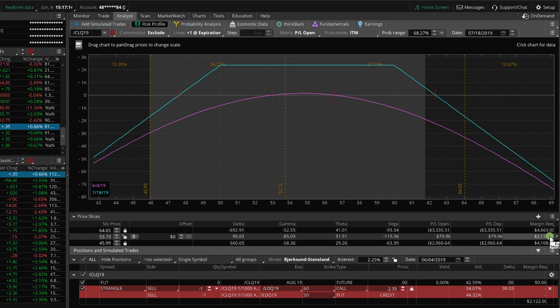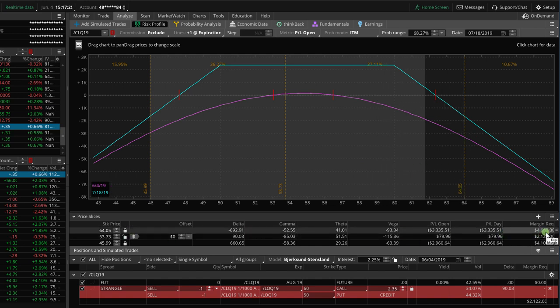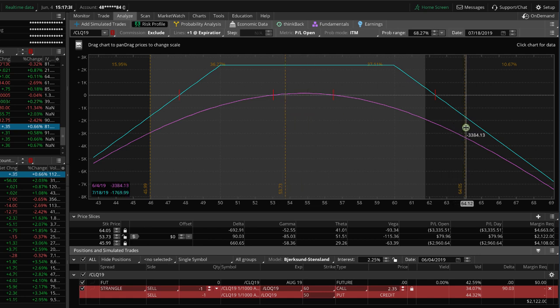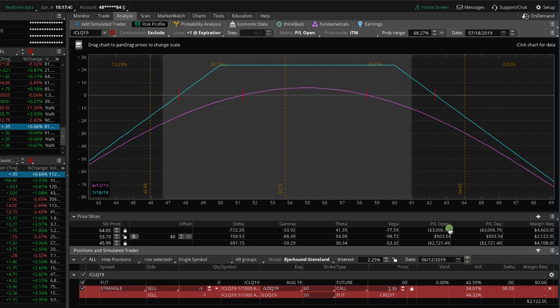The other thing is look at now the margin requirement on these price slices to the upside and the downside. The upside at 64.05, we're looking at a margin requirement now of over $4,600. That's huge to understand because think about this. If oil makes a sharp move up, in fact, let's just move the dates. Let's say it has a big move within a week and it moves all the way up here, blows through your break even, and you're sitting right here. Well, look where we're at from a P&L standpoint. On the pink line, we're down $3,000 on this trade.